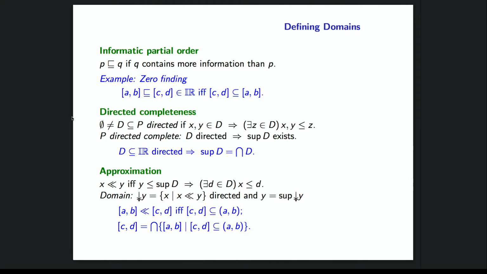So what is a domain? Well, it's really a rather simple structure. It's really a partially ordered set with some added properties. But what I'd like to do is emphasize that it's the way you interpret that structure that's important from a computational perspective. In particular, think of the partial order as something that's informatic. So one element's below another if it has less information. So the more information you get, the higher up you are in the order.